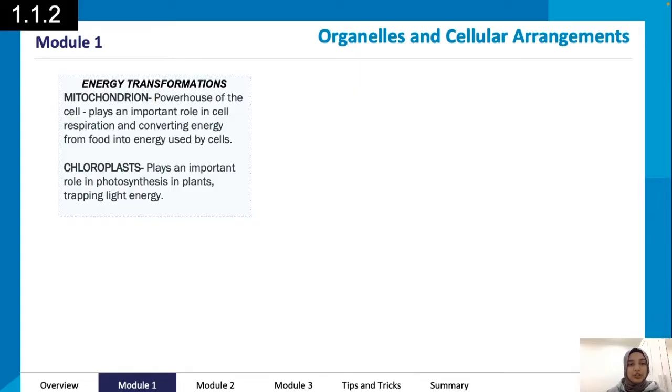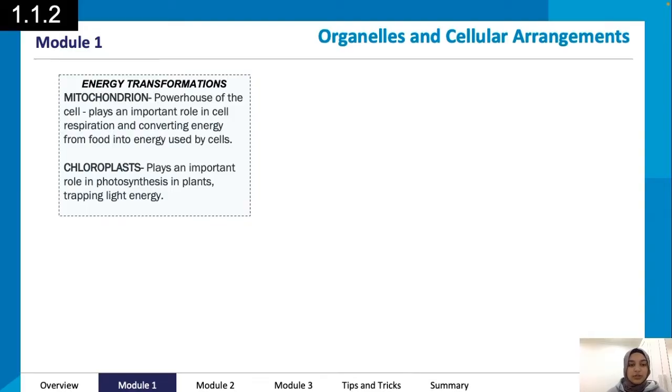So energy transformations, we know that we've got the mitochondrion, which is the powerhouse of the cell, plays an important role in cell respiration and converting food into energy used by cells like we talked about earlier. So again, this is an energy transformation. What is the transformation? We're getting the food, we're converting it into energy that the cells can then use, right? To complete whatever function they are completing.